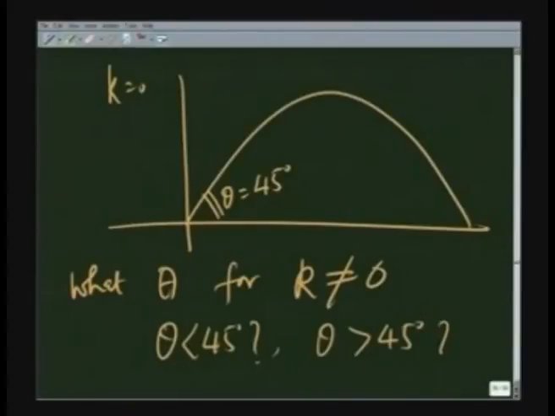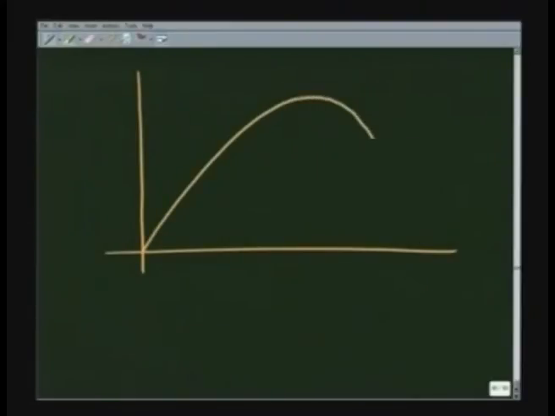The answer to this question is that theta should be slightly less than 45 degrees, because you saw that the height is not affected so much by introducing k as the range. So what I want to do is give slightly more of x component to the velocity if I want to fire the projectile farther and farther.